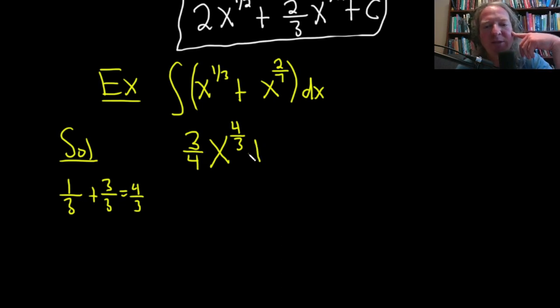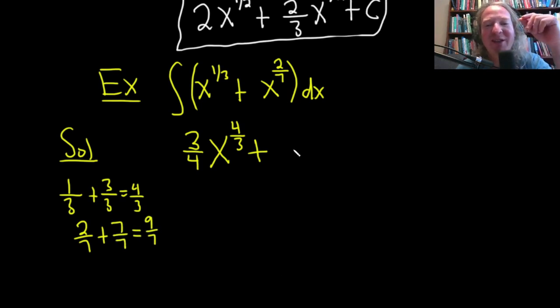Same thing here. Plus, we have 2 sevenths plus 1. So think of 1 as a number over 7, which is 7 sevenths. So it's going to be 9 sevenths. This will be x to the 9 sevenths divided by 9 sevenths. So it'll be 7 ninths times x to the 9 sevenths. Then you divide by 9 sevenths, but you're really multiplying by the reciprocal, which is 7 ninths.